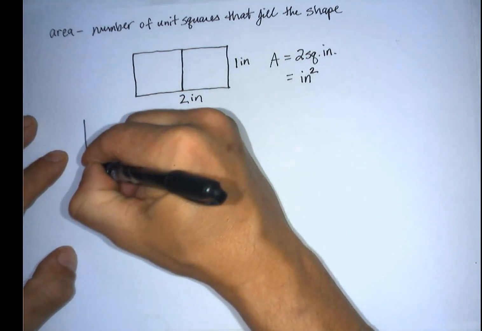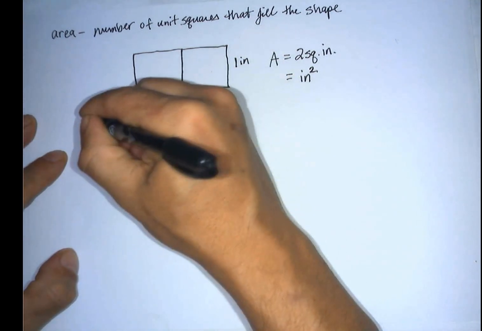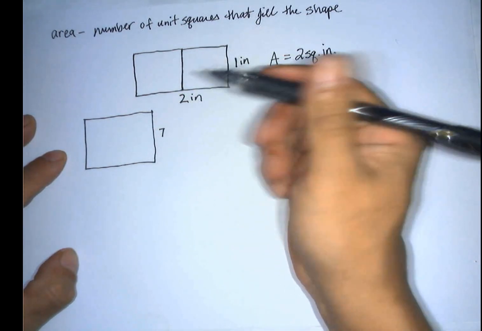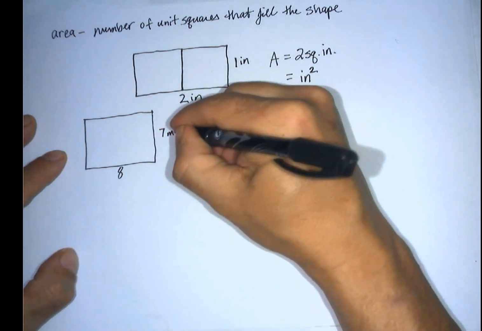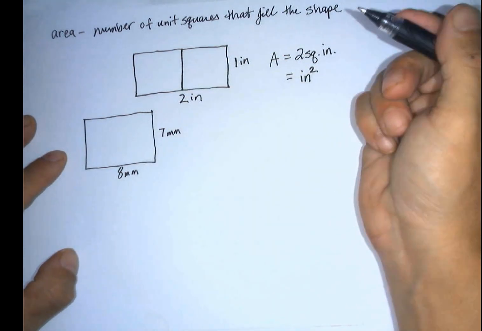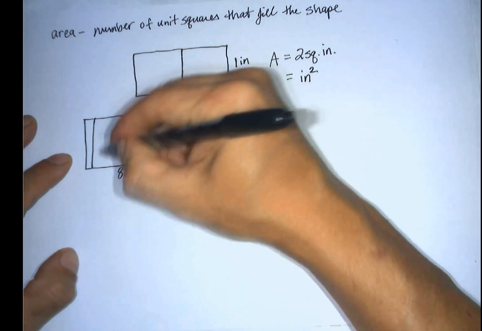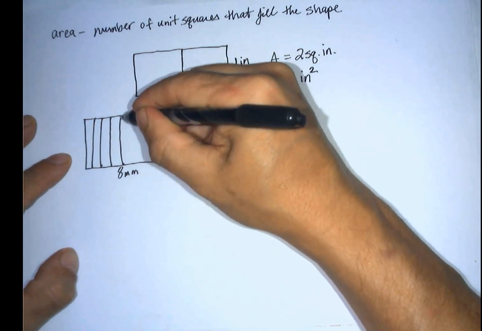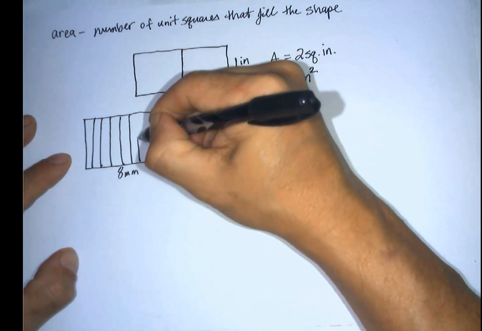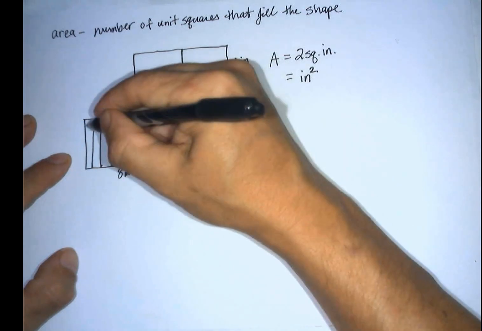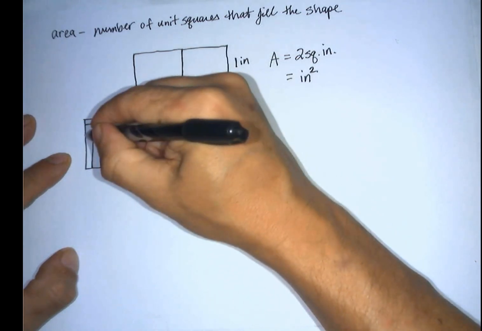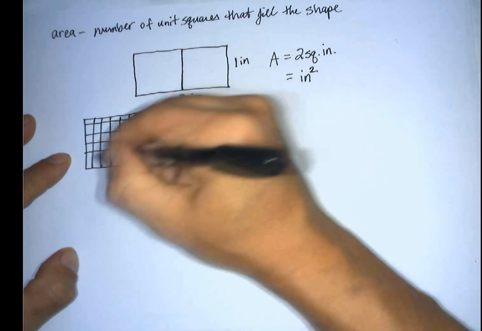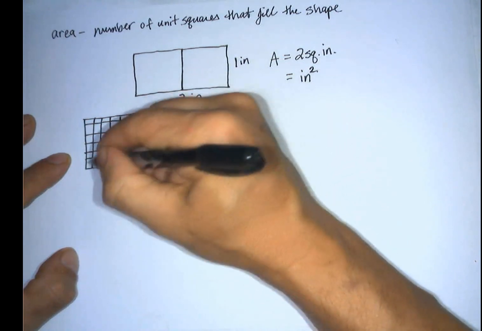So if I had a bigger shape, let's just say this is 7 and this is 8 millimeters. Okay, so we could split this into 8. 1, 2, pretend they're nice, perfect, beautiful squares. 4, 5, 6, 7, and this one would be 1, 2, 3, 4, 5, 6. Okay.